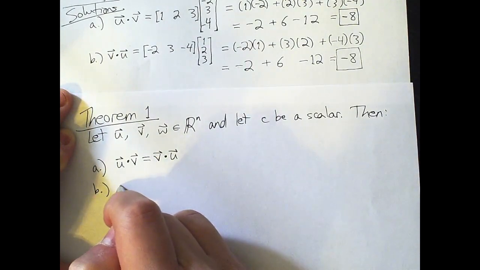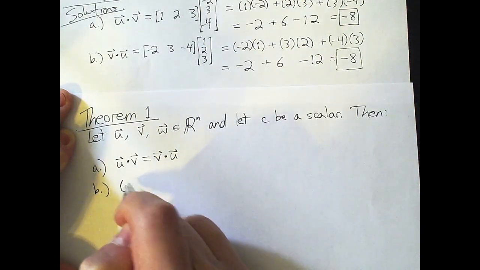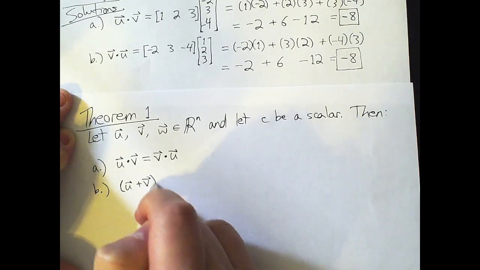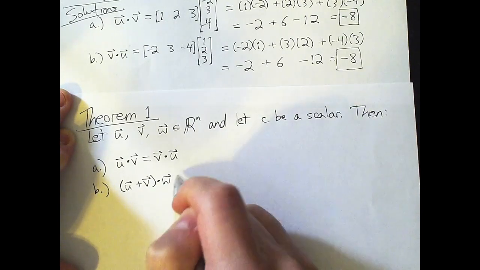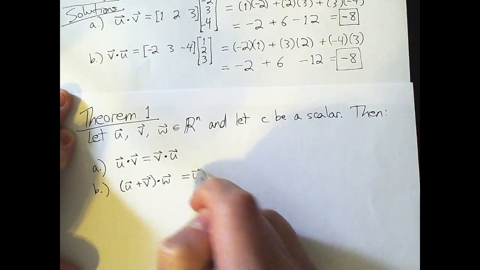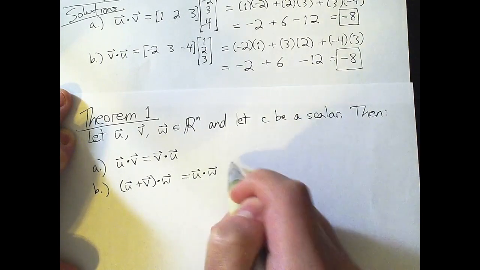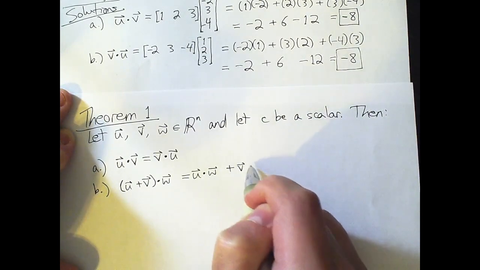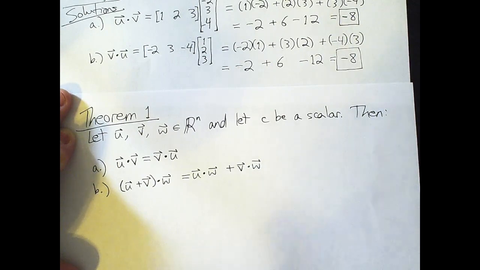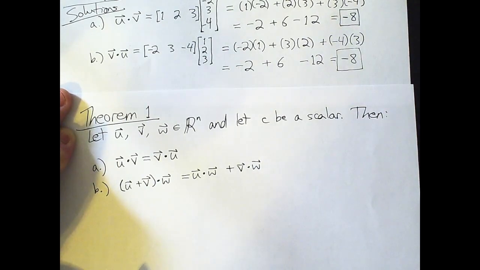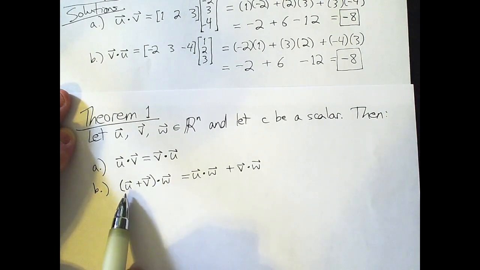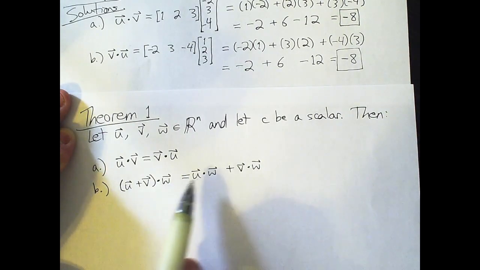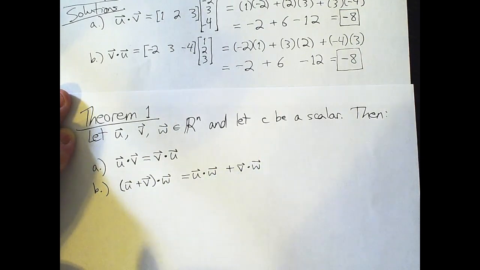Part B says (u plus v) dot w is equal to u dot w plus v dot w. So this looks kind of like a distributive property, right? It's like we're saying that you can distribute the dot product across the parentheses in this way.